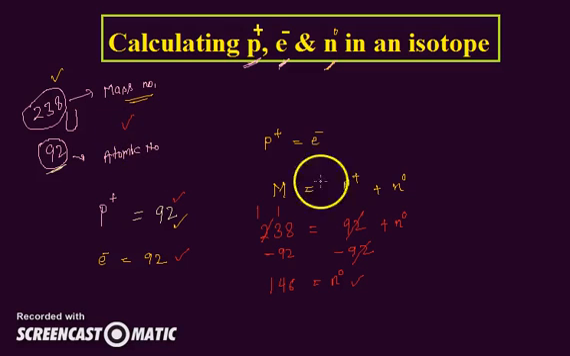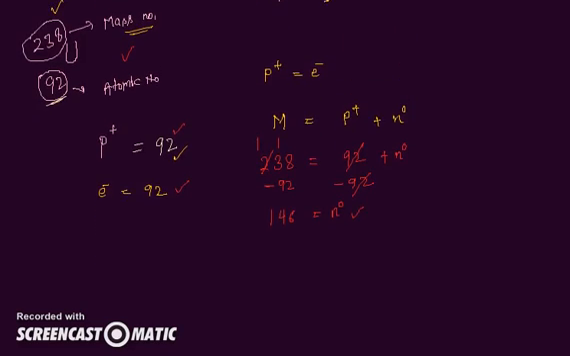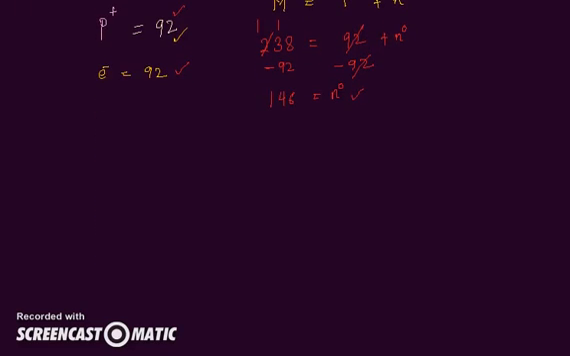Let me take one more example, an isotope of bismuth, and its symbol is Bi. The number at the top is 210, and the number at the bottom is 84. The top represents the mass number, and the bottom number which is given is the atomic number. From these two data we calculate the number of protons, number of electrons, and number of neutrons. We follow the same method.